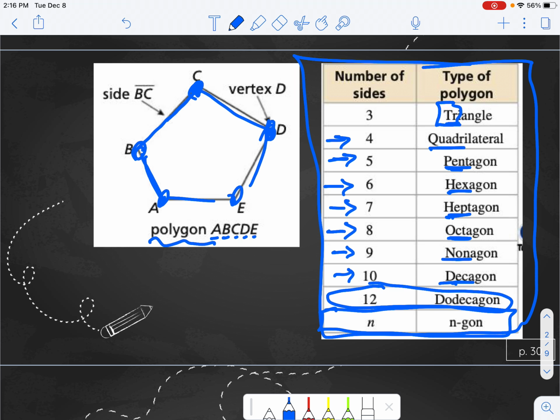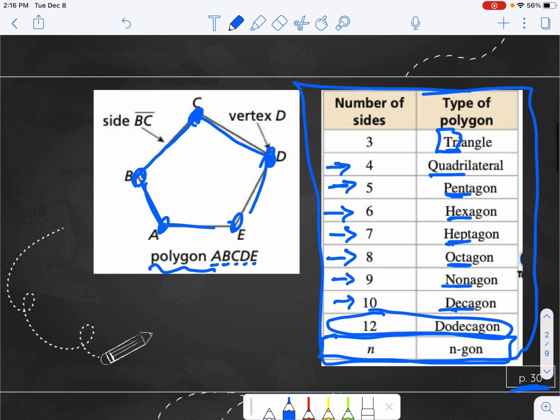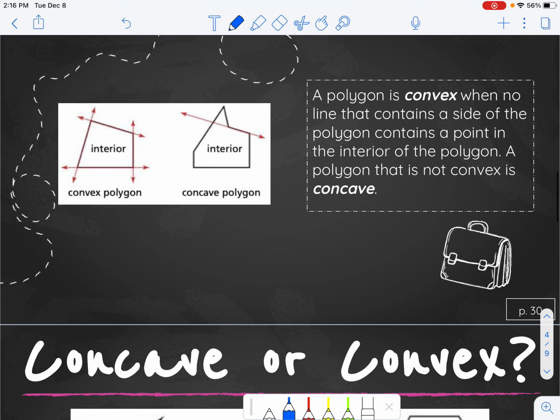Well, if you can't remember that hexagon has 6 sides, it might be helpful to refer to this chart, and it is on page 30 in your textbook. Or you could take a screenshot of it now, and that would work as well.